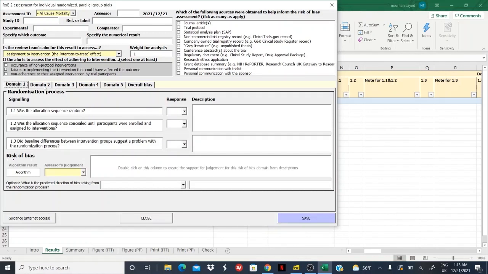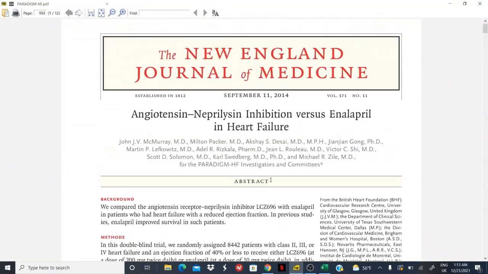And we're going to go through a practical example here, and the trial we're going to be using for our example is the PARADIGM-HF trial. Now this trial is available over the New England Journal of Medicine. The trial as well as the related supplementary material, the protocol, all of that stuff is available over there, so it should be relatively easy to download.